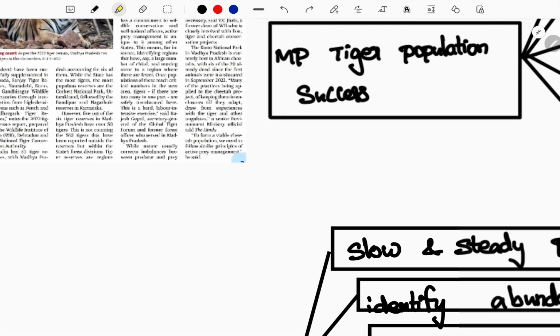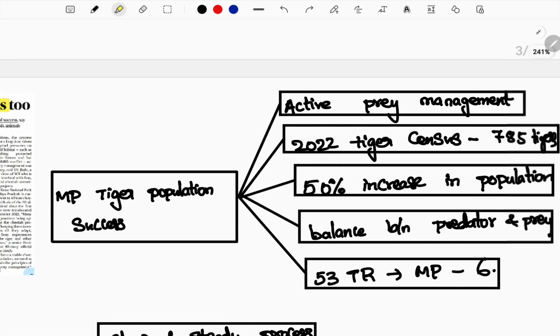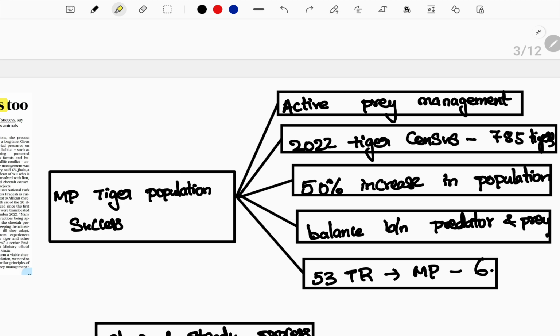What is its importance and about it. So first of all, we need to understand what is the Madhya Pradesh tiger population success rate and why it is successful. Here, the Madhya Pradesh tiger population has been very successful, which means a 50% increase in the tiger population has been seen in Madhya Pradesh. In the 2022 tiger census, Madhya Pradesh has 785 tigers in total.